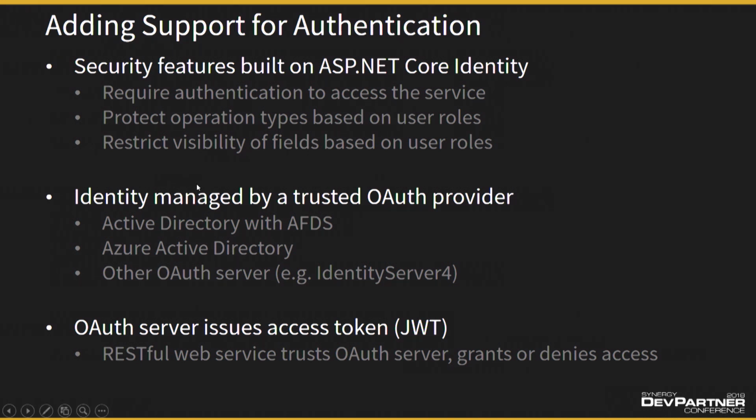So the whole point is that the identity is managed by some trusted provider, in this case an OAuth server, and we're going to do two things. We're going to tell our service when it starts up that we're using authentication, where the provider is, and who it's okay to trust. So we educate our server about the existence of the authentication server and tell it it's okay to trust it.